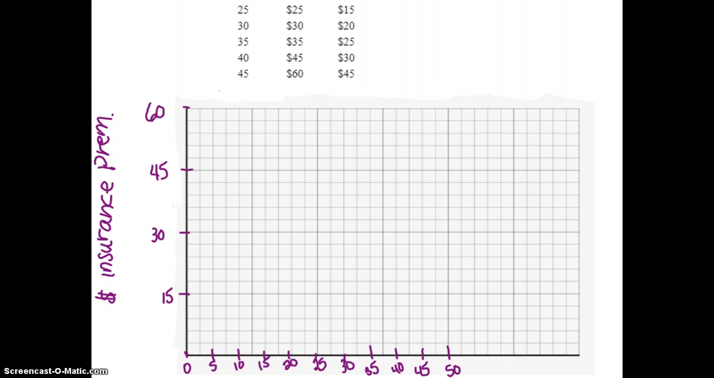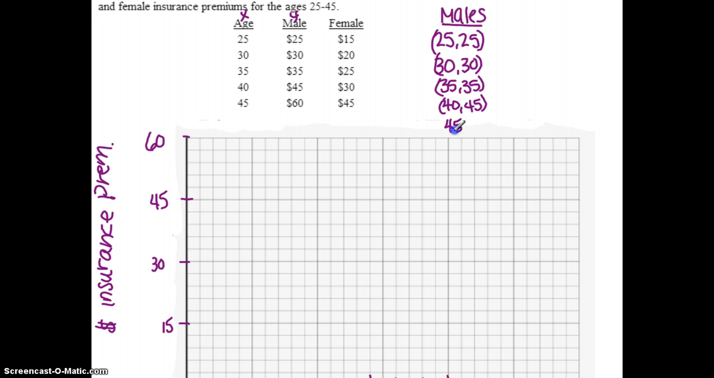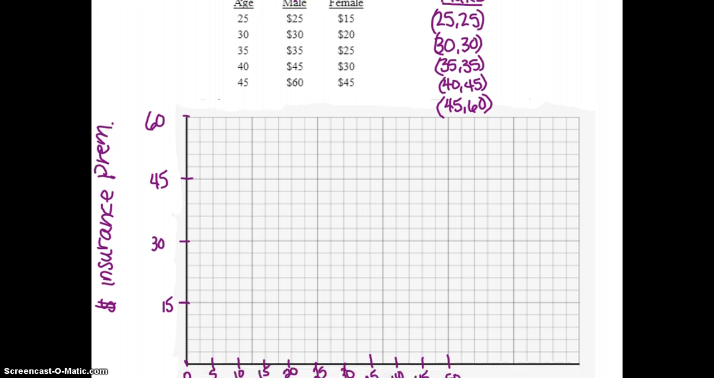Now to be able to graph this, I'm going to have to make kind of almost a list of points. So if I did age and males, I put these together, so 25, 25 would be a point. 30, 30 would be the next one. 35, 35. 40, 45. And 45, 60. So now my job is to graph those down here.